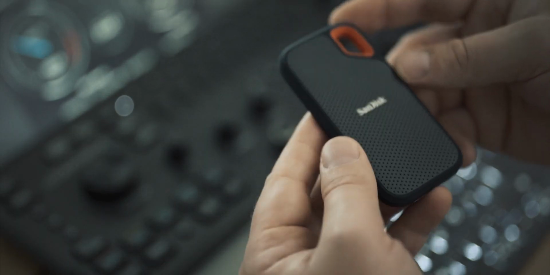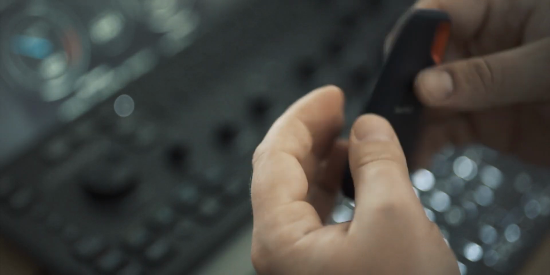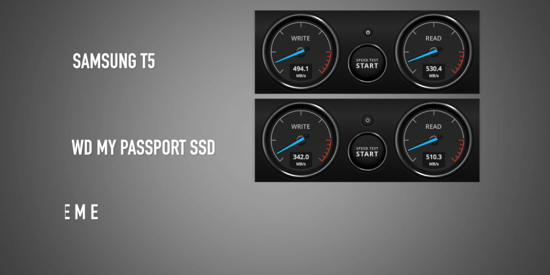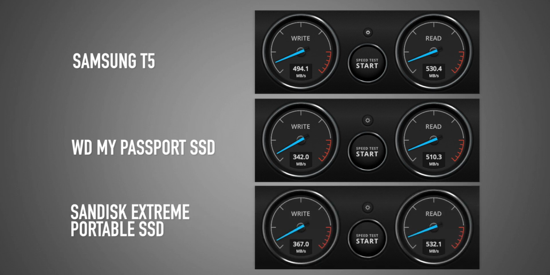And the third one is the SanDisk Extreme thingy, and is 367, so not as fast as the Samsung, but faster than the Western Digital, and is also 332 read, so it's a bit faster, tiny bit. So yeah, in terms of speed, I think the Samsung is the best.